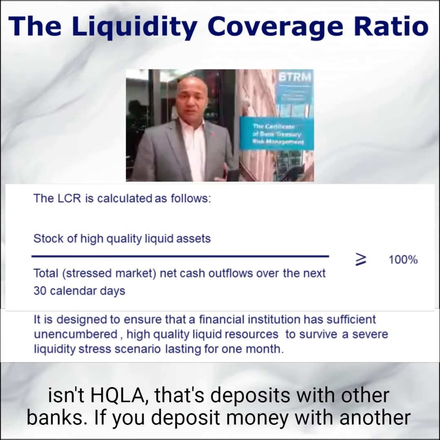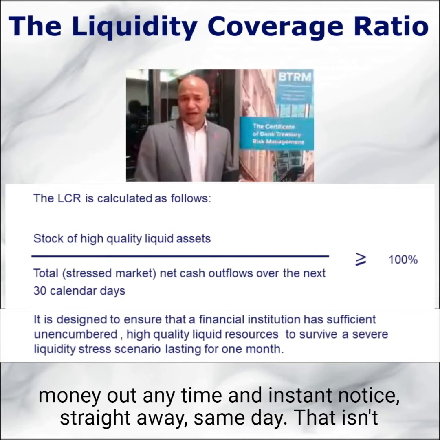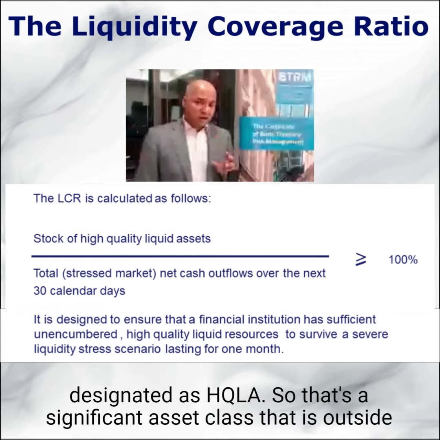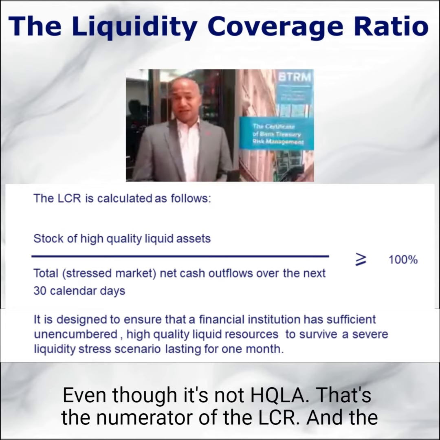If you deposit money with another bank in a call account, for example, you'd expect to be able to get that money out any time at instant notice, straight away, same day, that isn't designated as HQLA. So that's a significant asset class that is outside your HQLA, but you might consider it as part of your liquid asset base, even though it's not HQLA. So that's the numerator of the LCR.